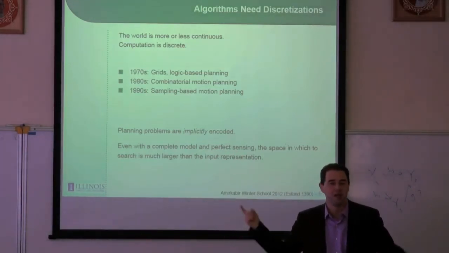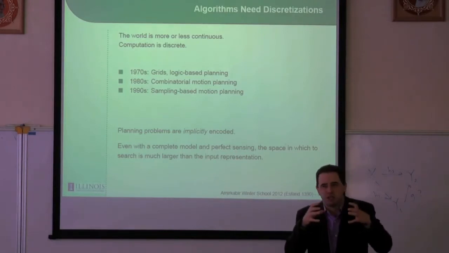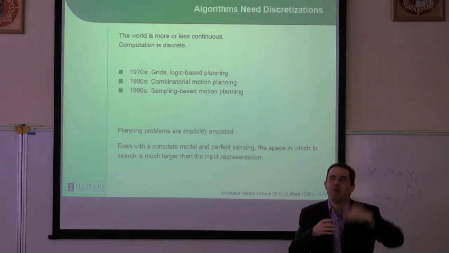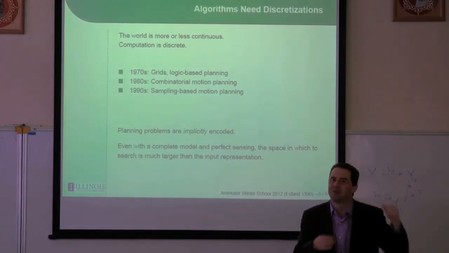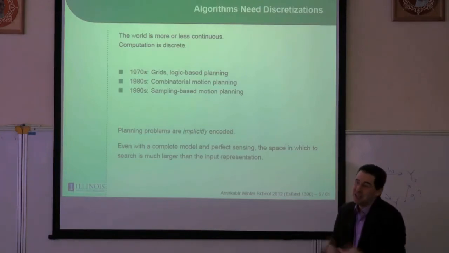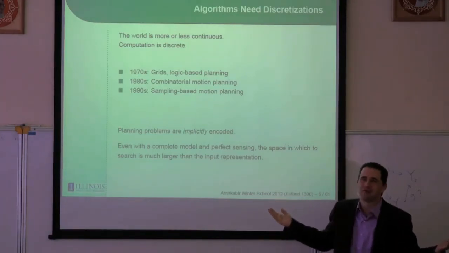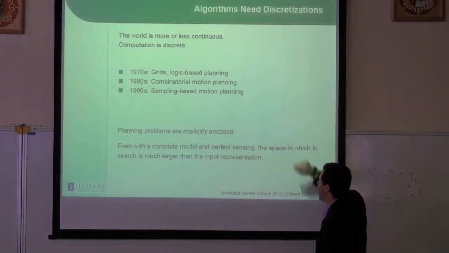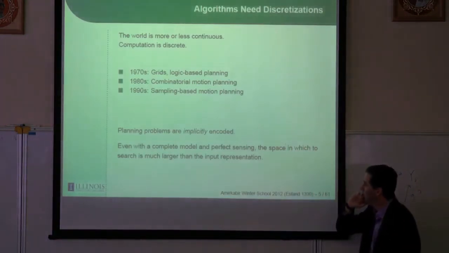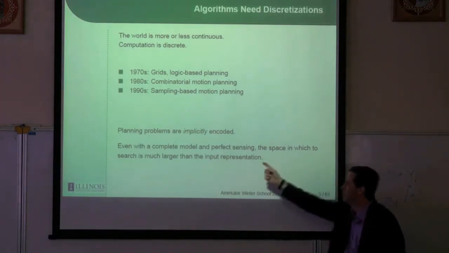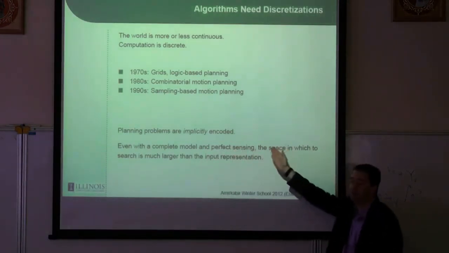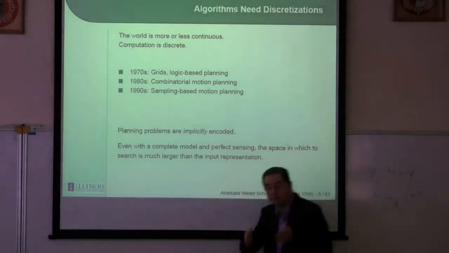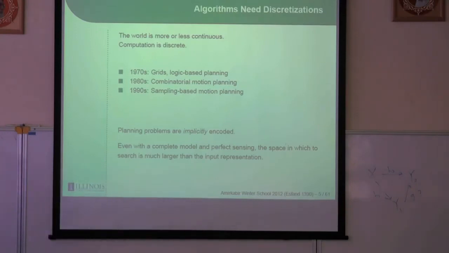Big deal, right? Here, it's as if they gave you a way to describe an enormous graph, and you have to determine how much of it you want to construct in order to solve the problem. If I just give you the big graph, then you just search it. Use a breadth first search and you're done. Who cares? All right. So the problem is, even with perfect sensing and complete models, the space in which you're searching is much larger than the input that you've been given. So you can construct lots of that.